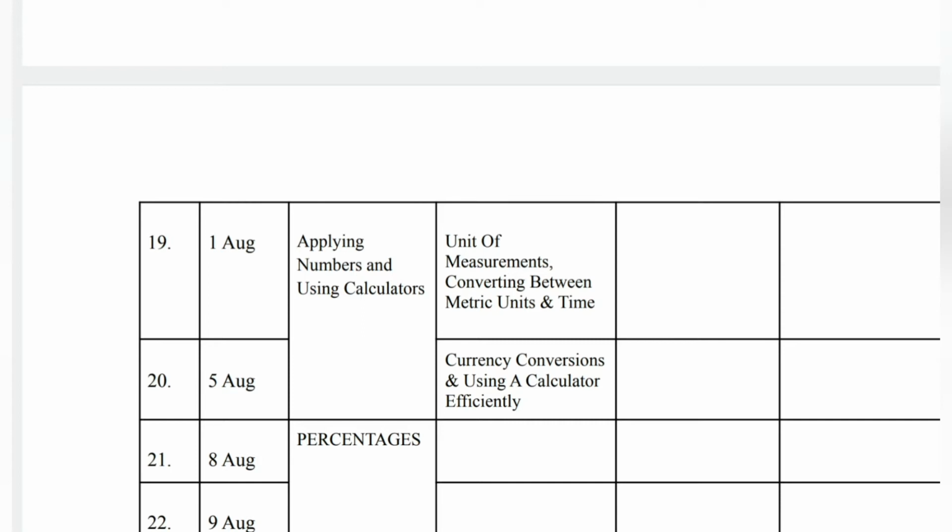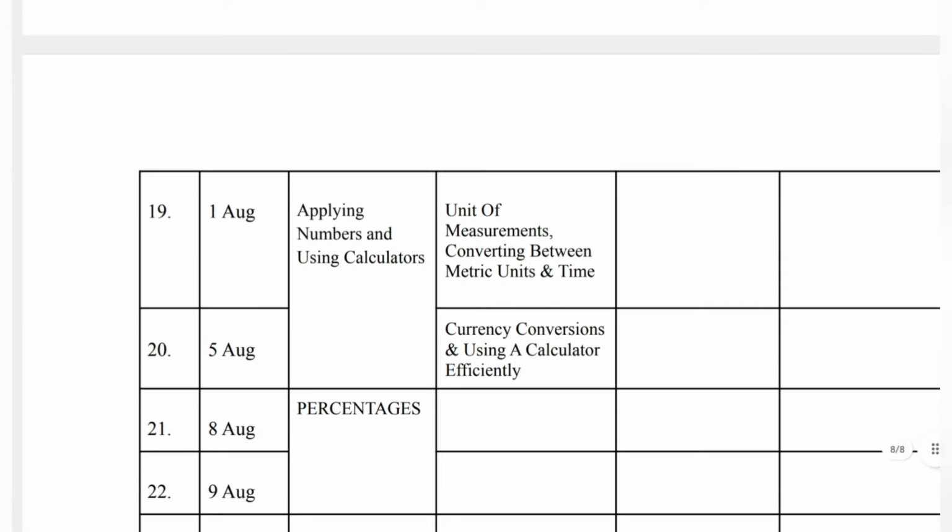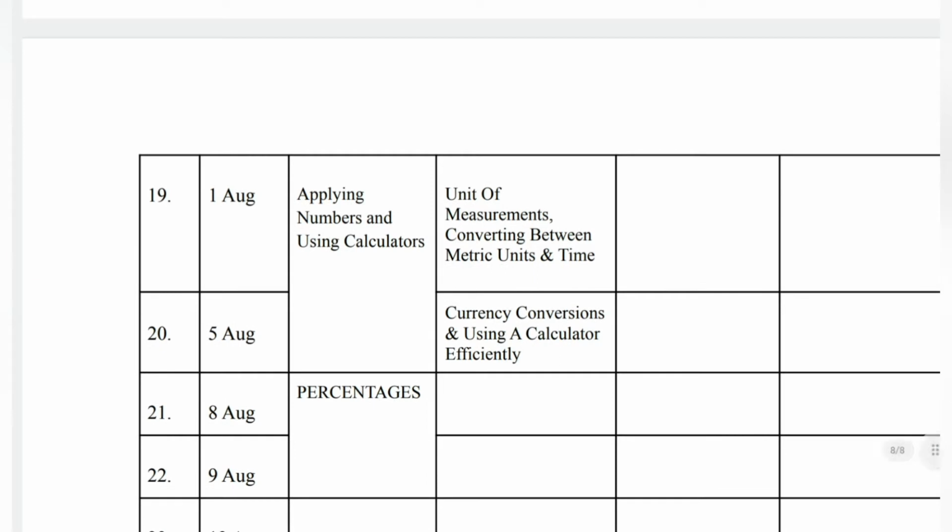So this one you already learned during primary school. So this week punya topik simple je lah. And untuk hari Khamis, we will learn about currency conversion and using a calculator efficiently, okay? And not to forget, hari Rabu kita akan ada kemahiran asas punya penilaian untuk matematik. So be ready. I have already told you about the topics.